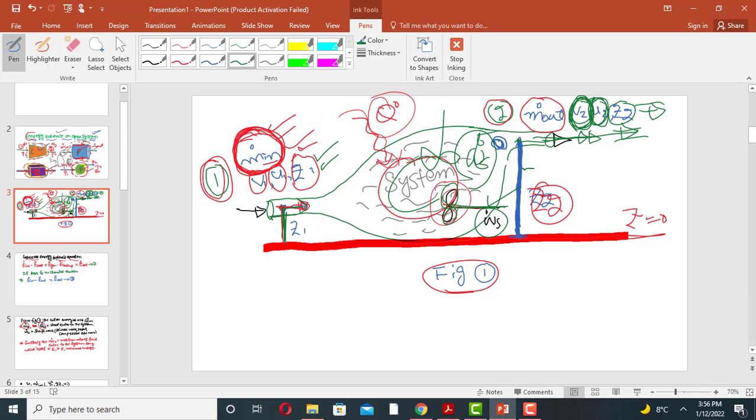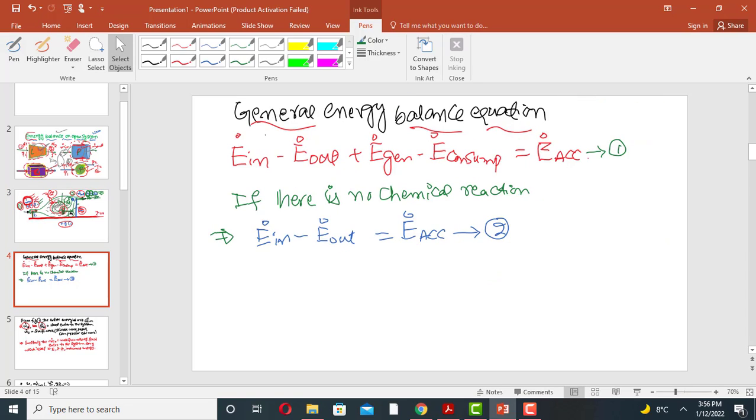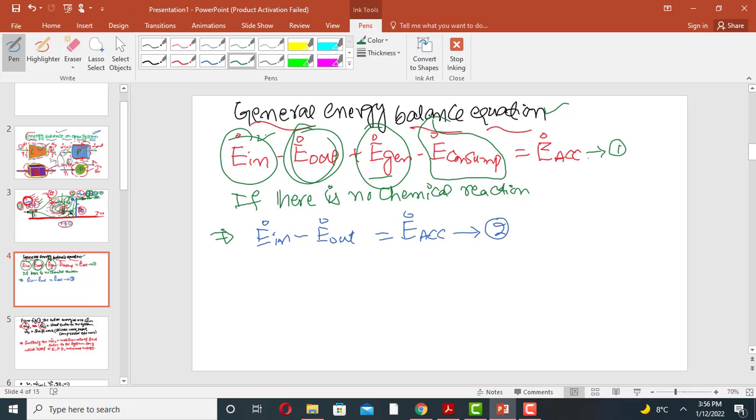So the general energy balance equation for this open system will be derived as follows. This is the general energy balance equation: energy flow rate in minus energy flow rate out, plus energy generation rate minus energy consumption rate, is equal to energy accumulation rate. This is a rate-based equation. The dot shows the rate basis. Rate means per unit time, so energy per unit time is energy dot.